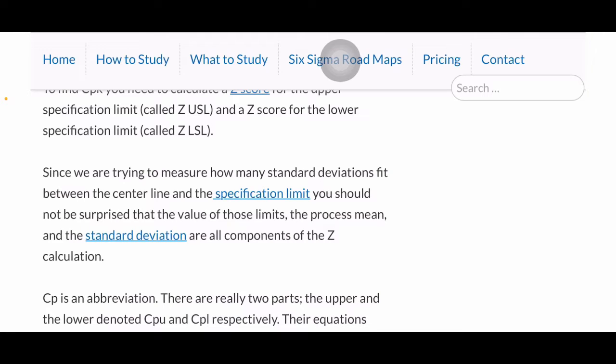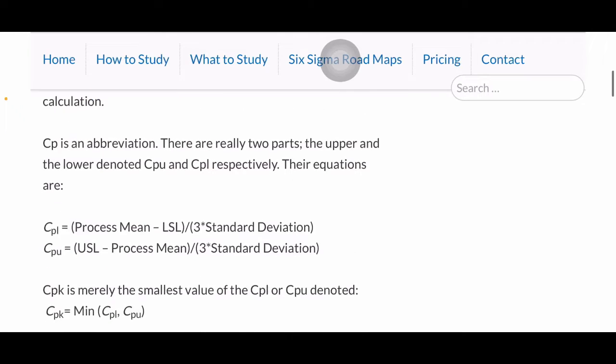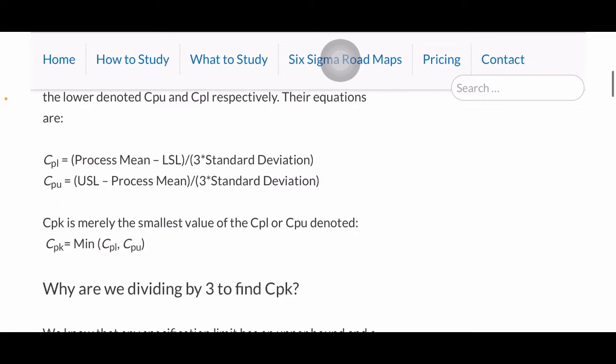Since we are trying to measure how many standard deviations fit between the center line and the specification limit, you should not be surprised that the value of those limits, the process mean, and the standard deviation are all components of the z calculation. CP is an abbreviation. There are really two parts, the upper and the lower, denoted CPU and CPL respectively. Their equations are: CPL is the process mean minus the LSL divided by 3 times the standard deviation, and the CPU is the same but with the upper. CpK is merely the smallest value of the CPL or CPU. CpK is the minimum of those. Whichever one is smaller.